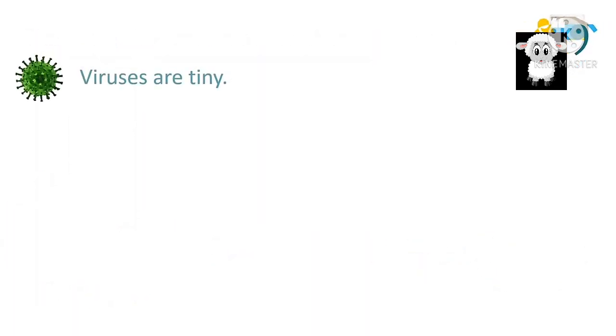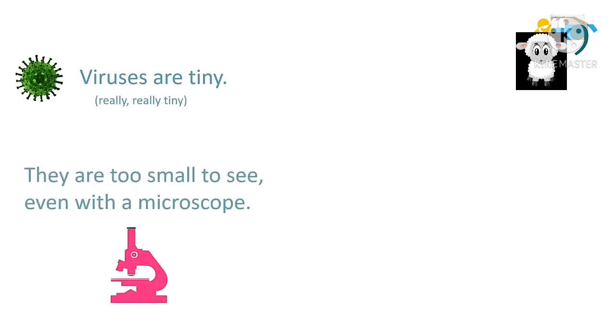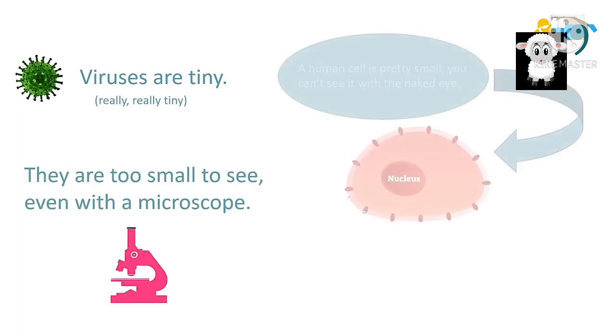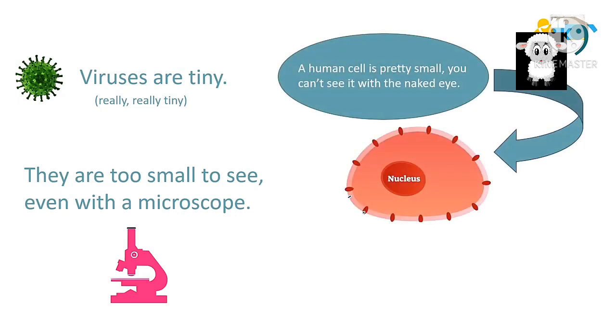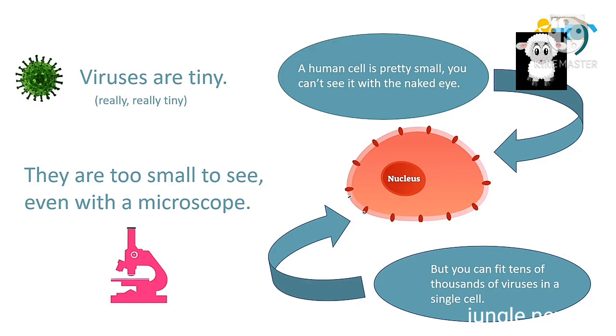Viruses are tiny. Really, really tiny. They're too small to see even with a microscope. A human cell is pretty small, you can't see it with the naked eye, but you can fit tens of thousands of viruses in a single human cell.